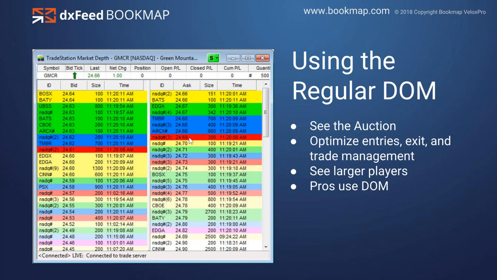Well, the dome is good. It allows you to really start to understand orders at specific areas to be able to optimize entries, exits, and your trade management. You can see the larger players. You start to understand where they're willing to deal or not. This is what the professionals use, starting to understand that depth of market.